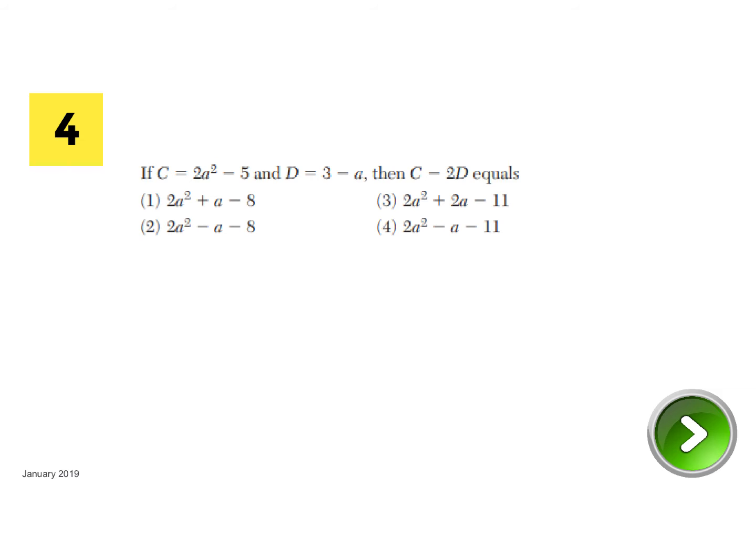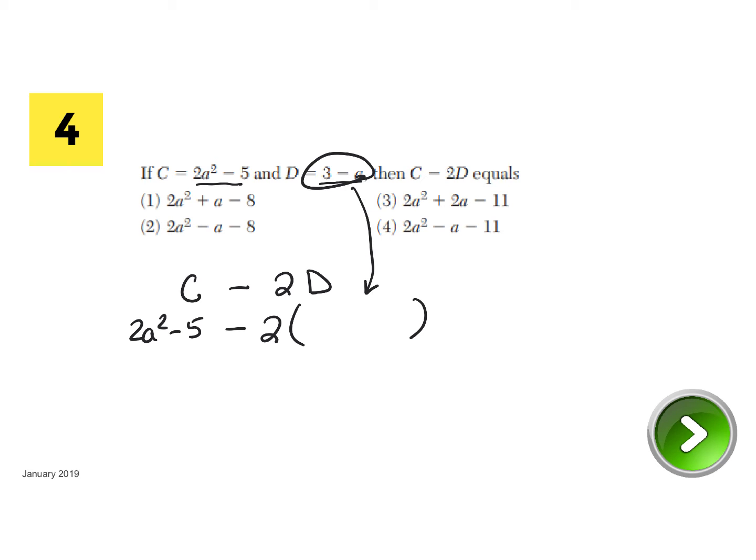Okay, so this one, C is 2a squared minus 5. D is 3 minus a. So they want C minus 2 times D. Well, C is 2a squared minus 5. D is 3 minus a, so minus 2 times D. So D is 3 minus a, so we'd put that down there, 3 minus a.